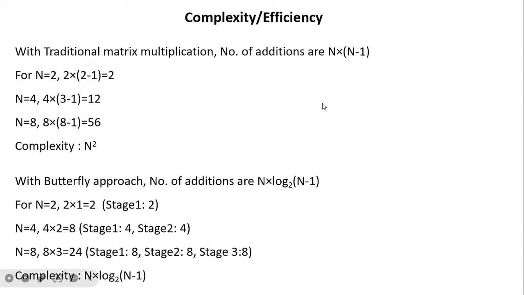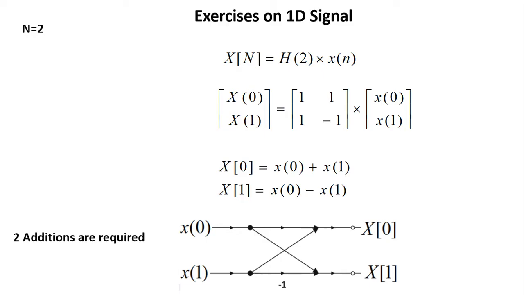So with normal matrix multiplication, the complexity is n into n-1. Therefore when n equal to 2, it is 2, for 4 it is 12, for 8 it is 56, so it is close to n square. But with the butterfly approach, we are getting for n equal to 2, 2 additions, for n equal to 4, 8 additions, for n equal to 8, 24 additions. So as the size of n increases, we are getting more and more saving. Now we'll see how to use that butterfly approach.